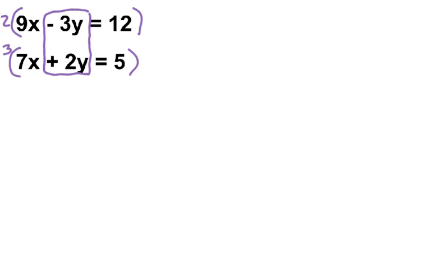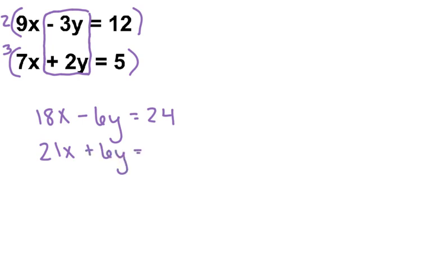So 2 times 9 gives me 18x. 2 times negative 3 gives me a negative 6y. And 2 times 12 gives me 24. 3 times 7 is 21. 3 times 2 is 6. And then 3 times 5 is 15.